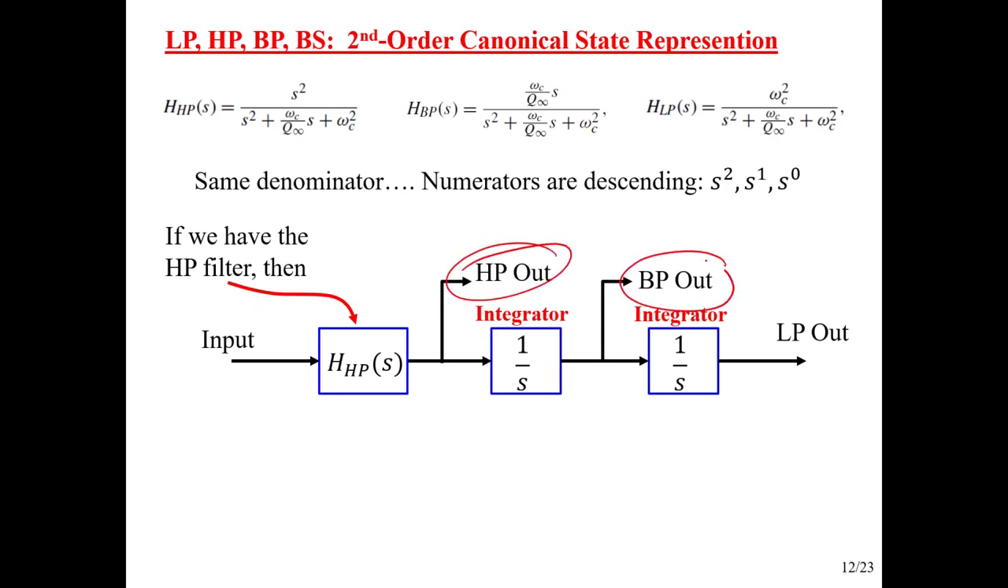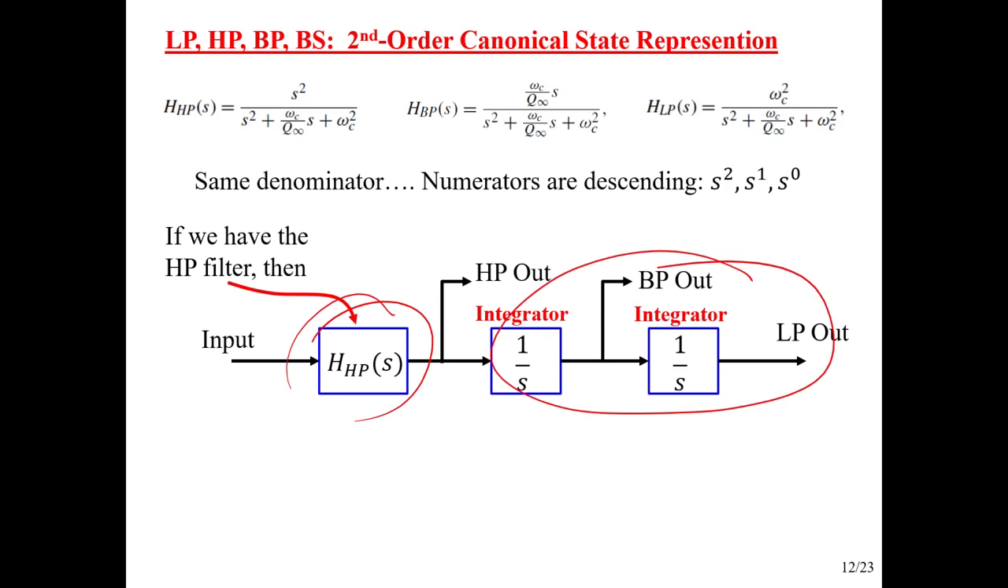To get the band pass out, we just run it through a 1 over S. And to get the low pass out, we run that through a 1 over S. Now, yes, I should have some coefficients here. So I might have to have a constant here and a constant there. But that's just a scaling issue, setting the gain. So that's not the nature of the filter. So that's the idea. If I can build the high pass, I get the other two for free.